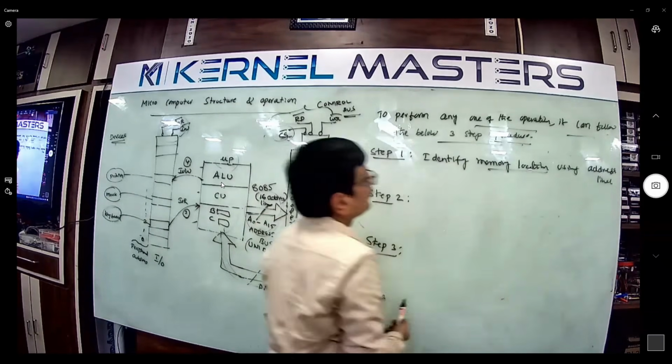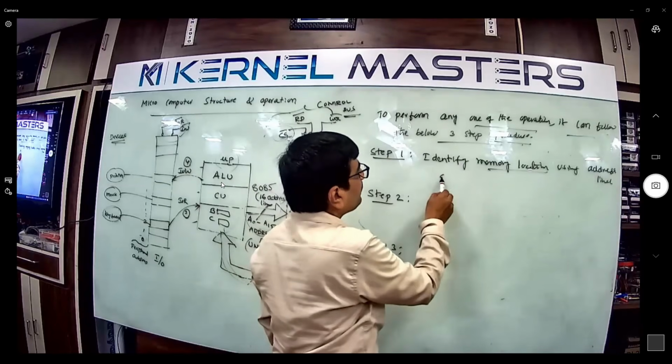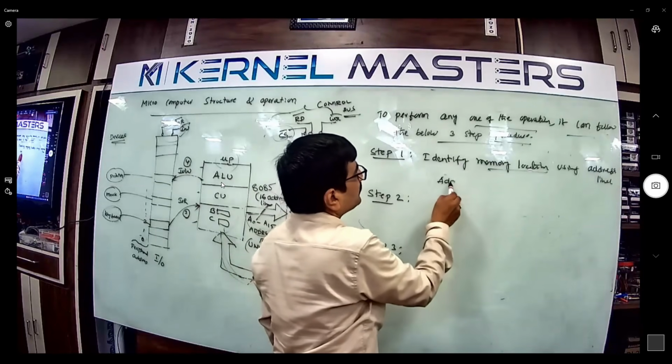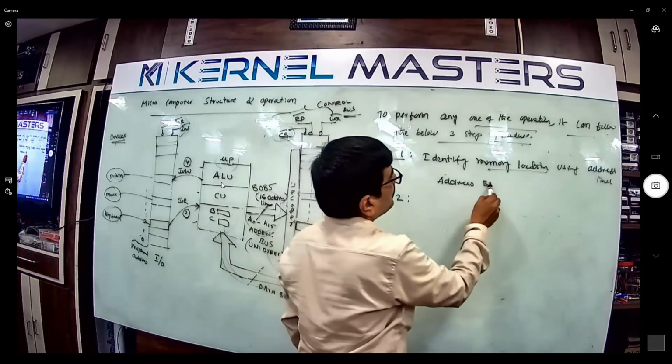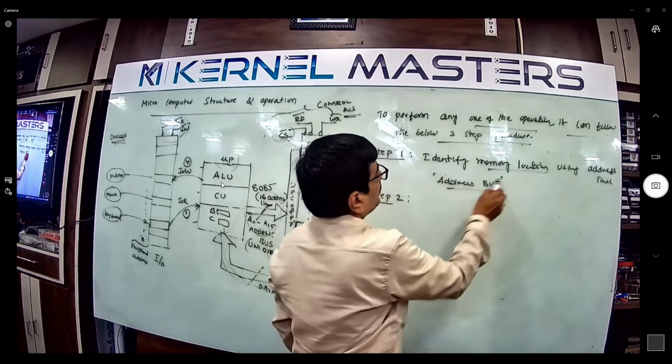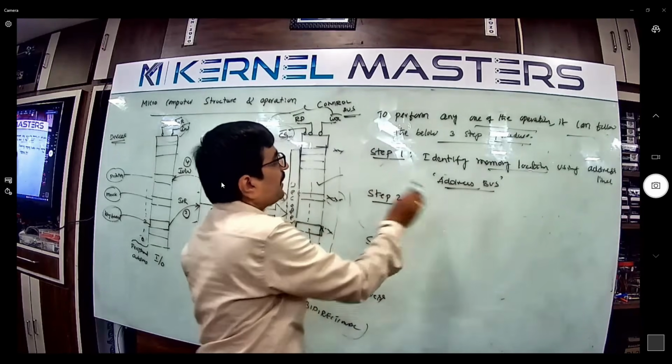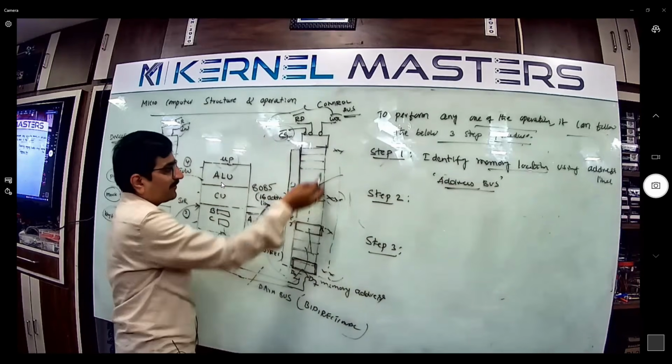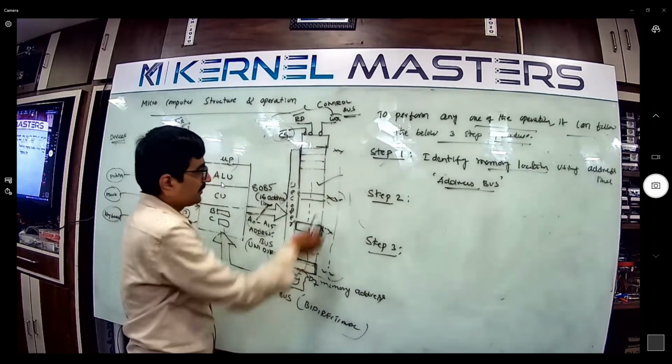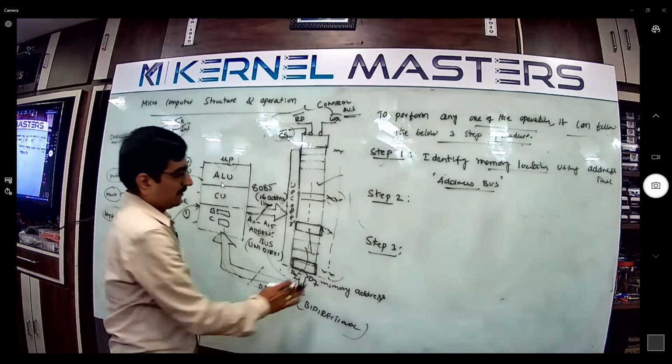In this step 1 we are using the address bus. With the help of the address bus, we find out the first location, which location to perform the operation on. For example, to understand this.